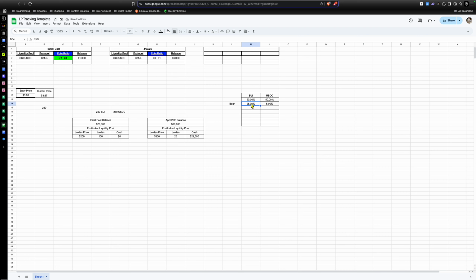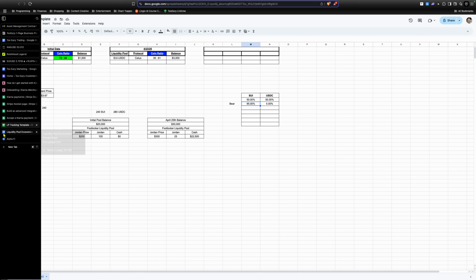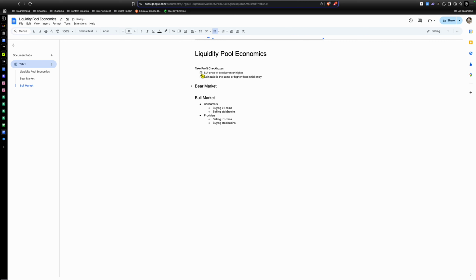So when it was bearish, we ended up seeing our pool was like 95% SWE, but 5% USDC. Nice. But we didn't want to take profit because of what? Because the price of SWE was down. And that's why I'm telling y'all there are two checkboxes we need. The price needs to be at break even or higher of when I first got into it. And the coin ratio needs to be the same or higher than initial entry. Yeah, that still lines up, because at the end of the day, I want to have more SWE than when I started.